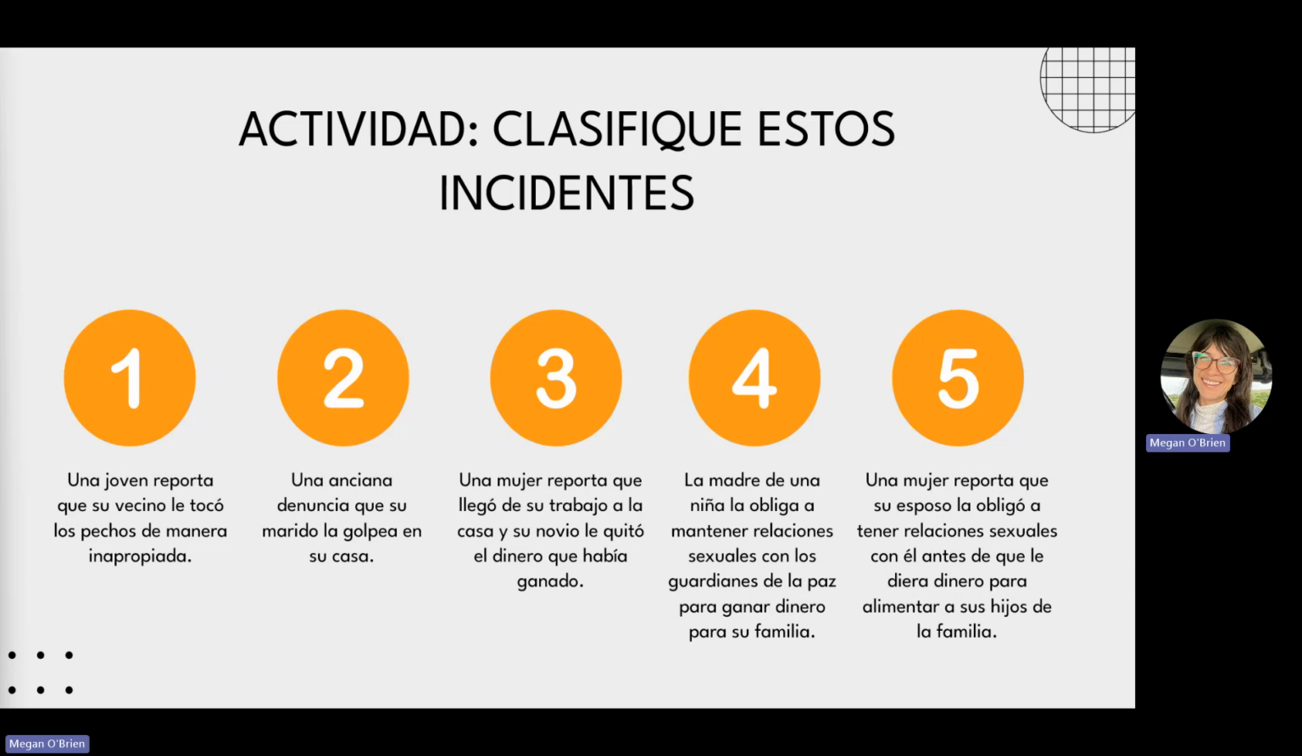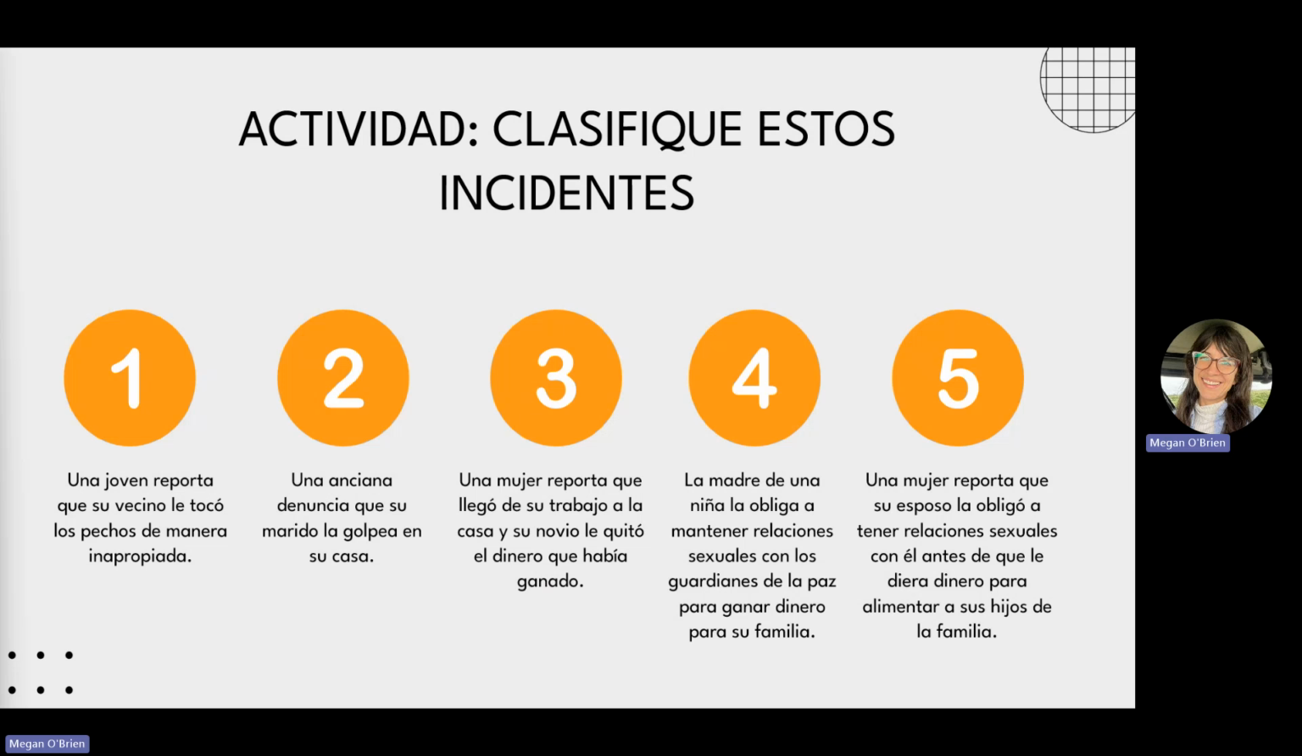Next, we have a girl who's forced by her mother to have sex with peacekeepers to earn money for her family. If we go back to those questions, the first one that we're asking is, did this involve penetration? Yes, it did. Sex took place in this incident, and therefore, penetrative sex took place, and therefore, we would mark this GBV type as rape.